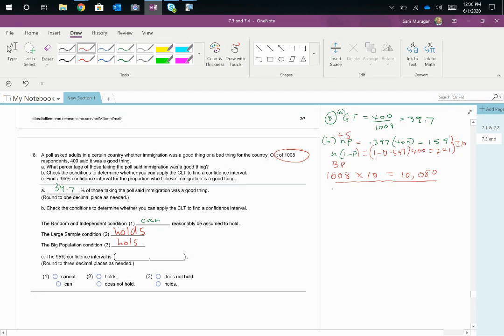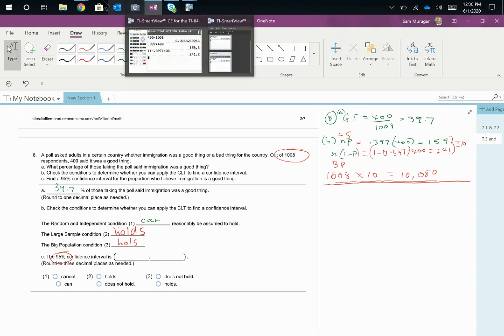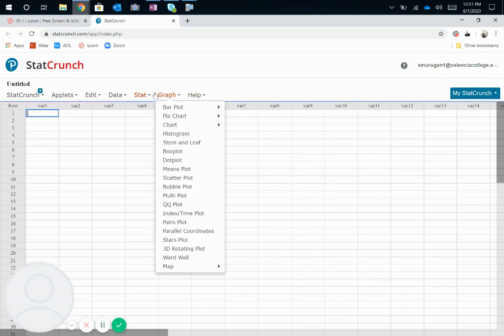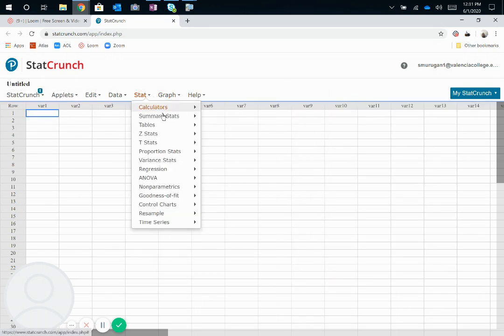Now, to compute the confidence interval, let's look at what we have here. They're telling us this is 95%, and you have to stay with me for this. We have 39.7% of those, and we have 400, and we have 1,008. Okay, let's go ahead and put that into StatCrunch, and I'm going to show you how to compute that. So close this, and you want to do Stat, proportion stats, one sample with summary.